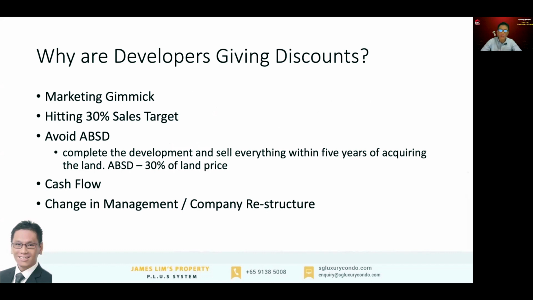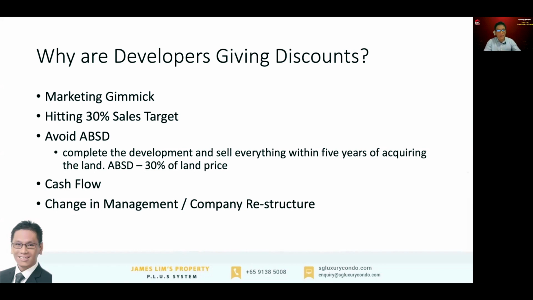Now, first of all, we have to understand why developers are giving discounts. Here are a few reasons. Number one is a marketing gimmick. During the COVID period, everybody is at home and the developer just wants to reach out to more people. Therefore, they have some discounts here and there to attract more eyeballs and get people to look into the project. Hence, number one, first and foremost, is basic marketing.